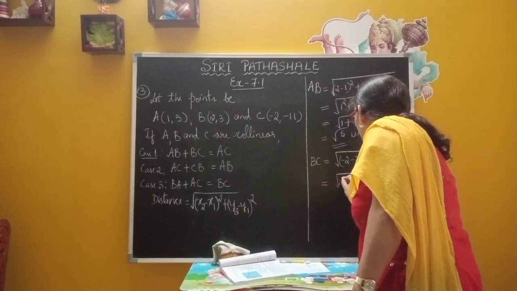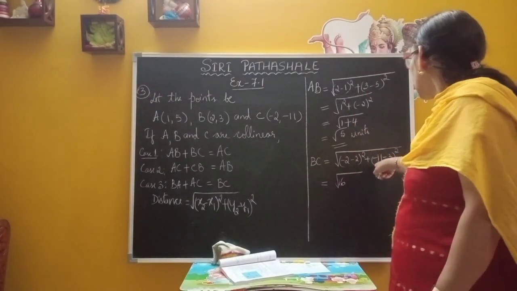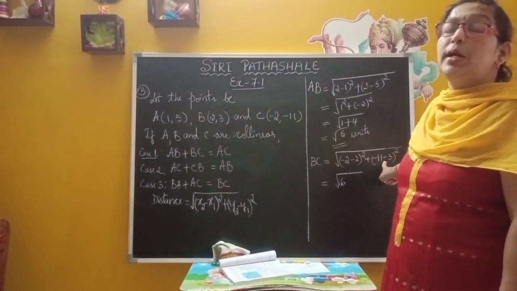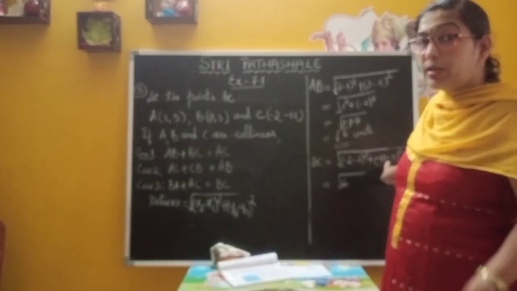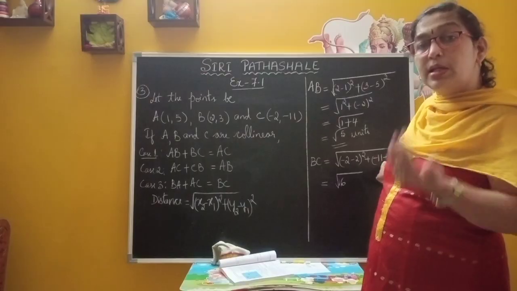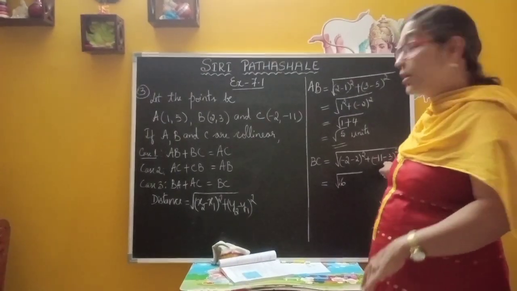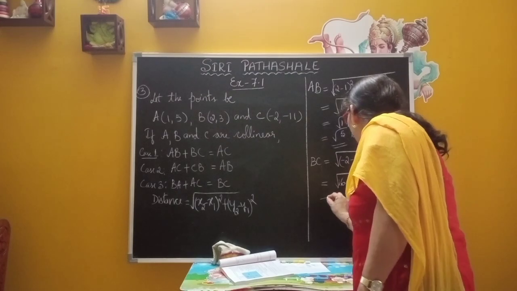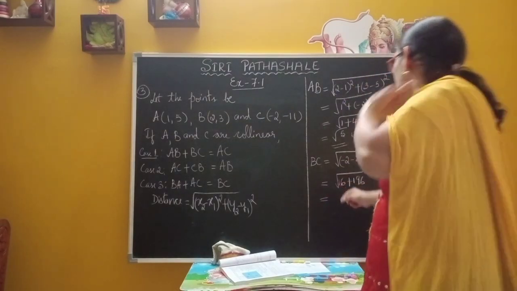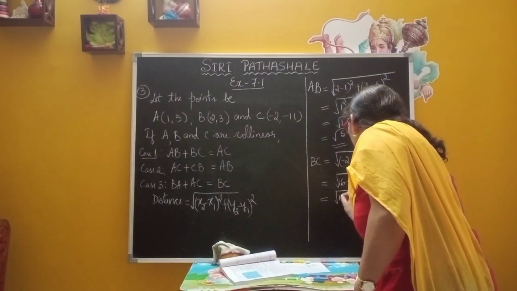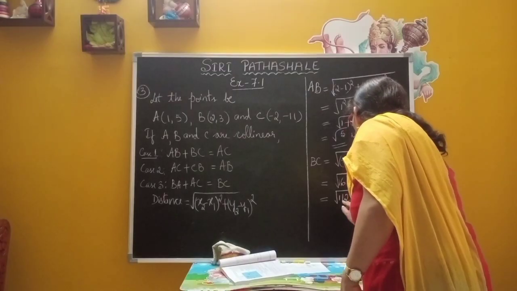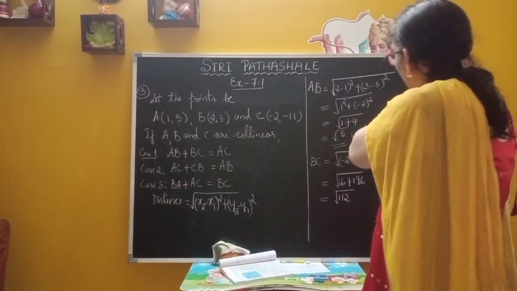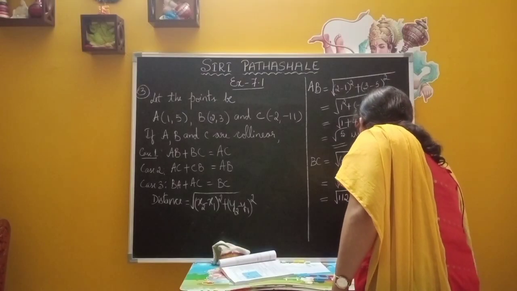Square root of 16. Here minus 11 plus minus 3, what do you get? Minus 14. So minus 14 whole square how much? 14 square is 196. Minus 14 square is also plus 196. So plus 196. How much do we get now? Square root of 112. Okay, so this is square root of 112 units.